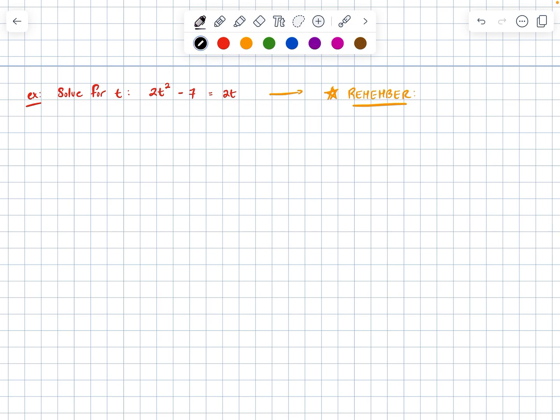Alrighty, well, once again, the quadratic formula only works if my equation is in standard form. So I need to use my mathematical superpowers here and make this look the way that I want it to look. In order to write it in standard form, I've got to get a 0 on one side. Well, the easiest way to do that would be to subtract 2t from both sides. So I've got 2t squared minus 2t minus 7 in standard form is equal to 0.